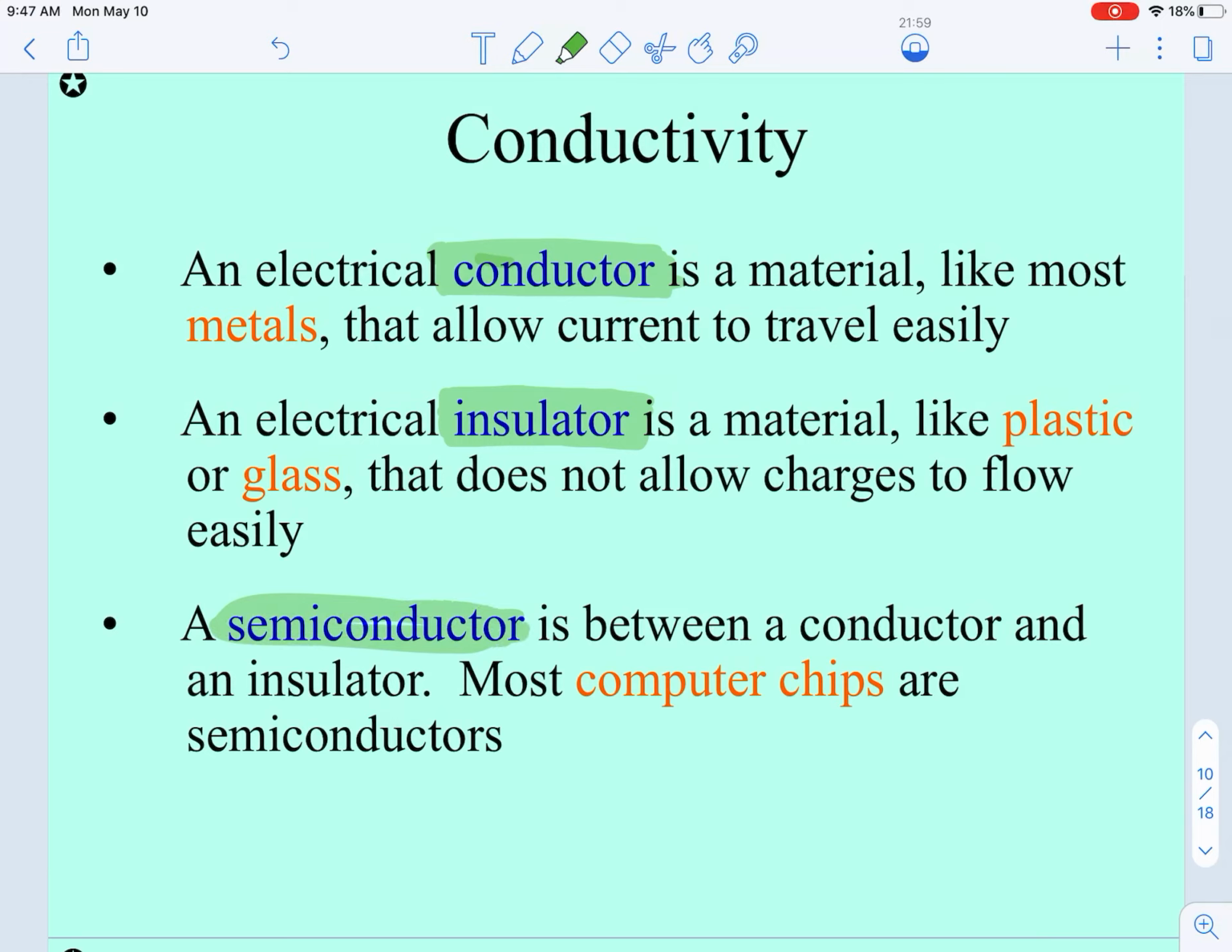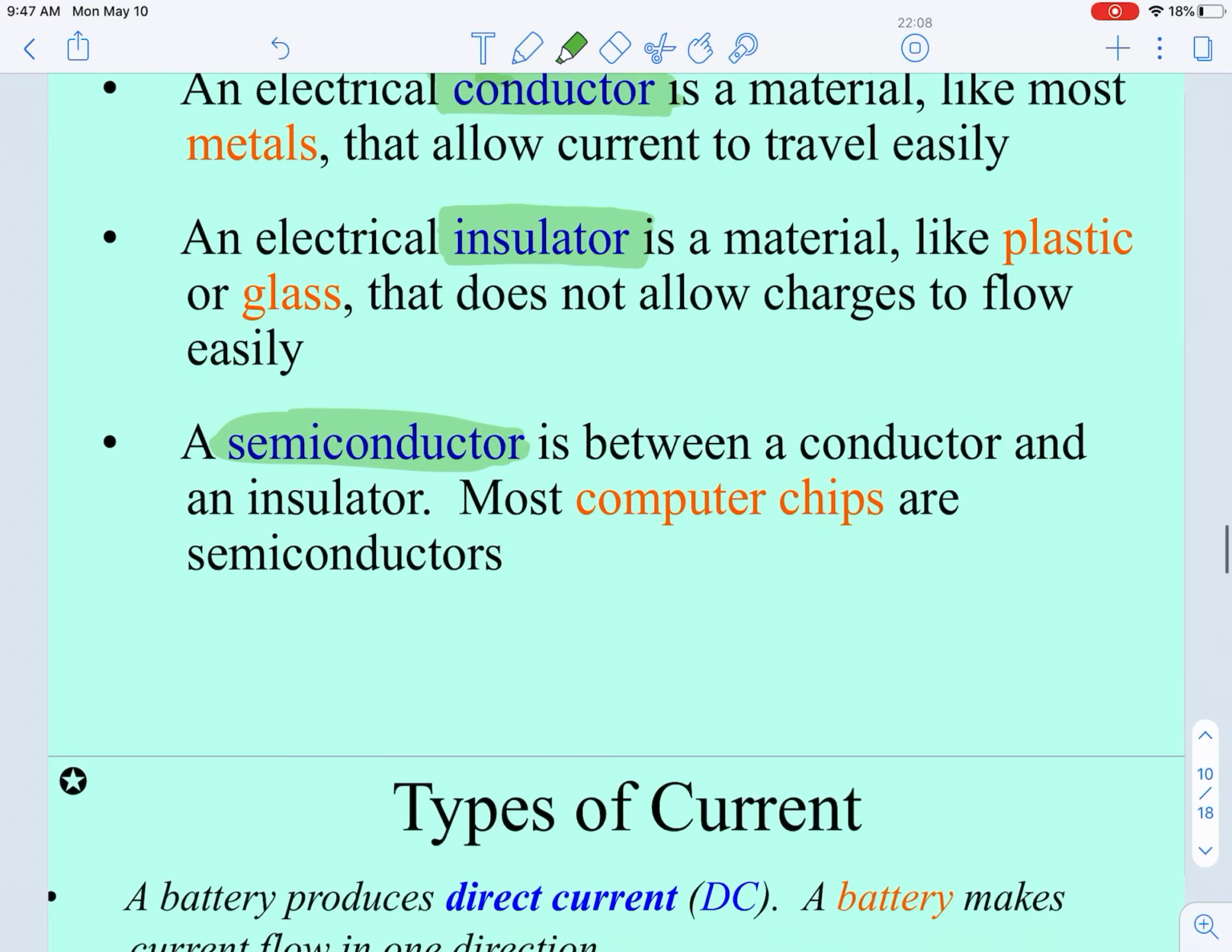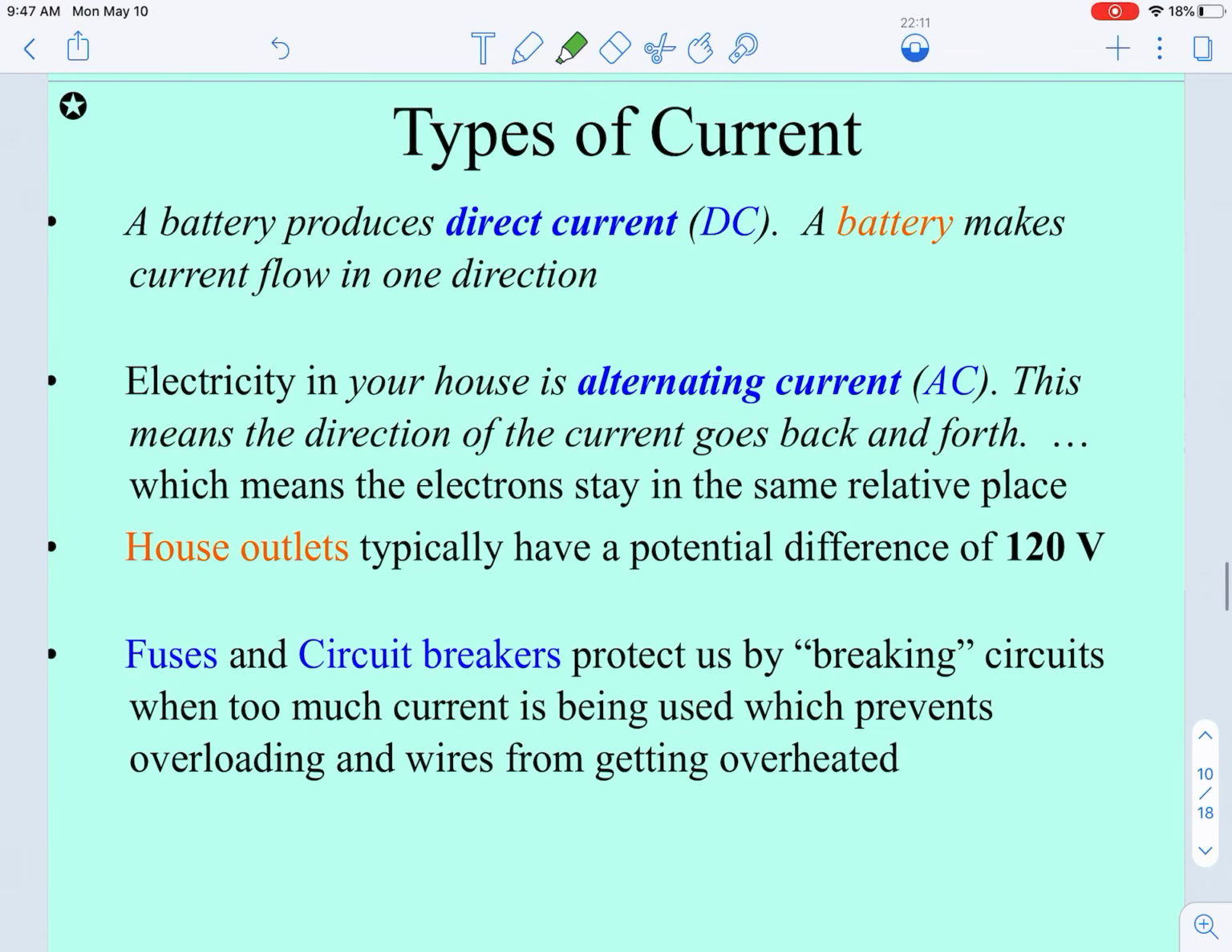And then a semiconductor is a special type of material that has the ability to both act like a conductor and an insulator. And so our most common example here are computer chips.